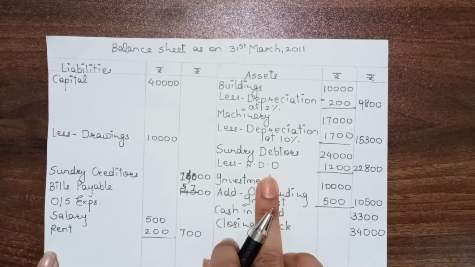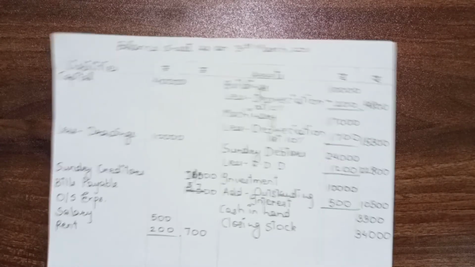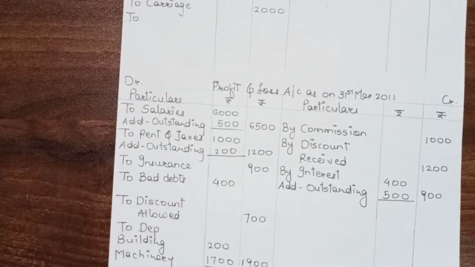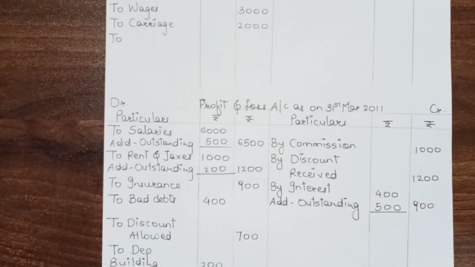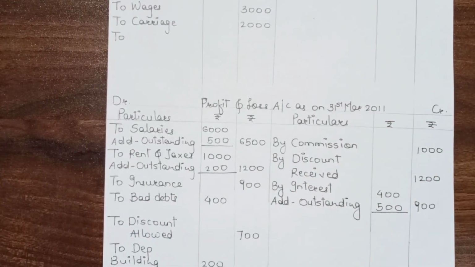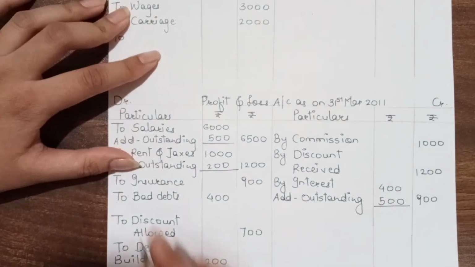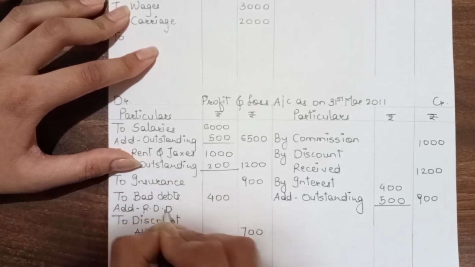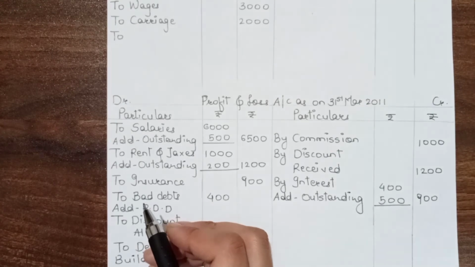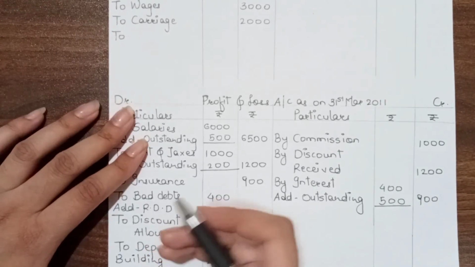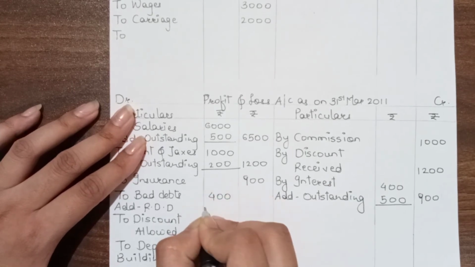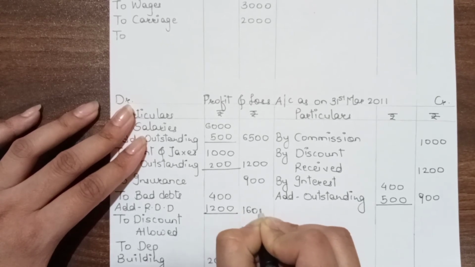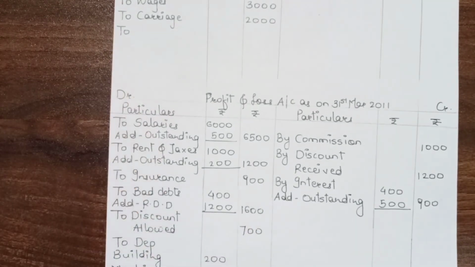Now this RDD, you have to give the second effect in the profit and loss account, where in bad debts you have to add it, because that is a reserve, that is a provision for you. You are not sure if you are going to receive it or not. So that is why it is a reserve, you have to add. So I will write add RDD. How much was it? 1,200, no? Yeah. So the final amount of bad debts will be 1,600.